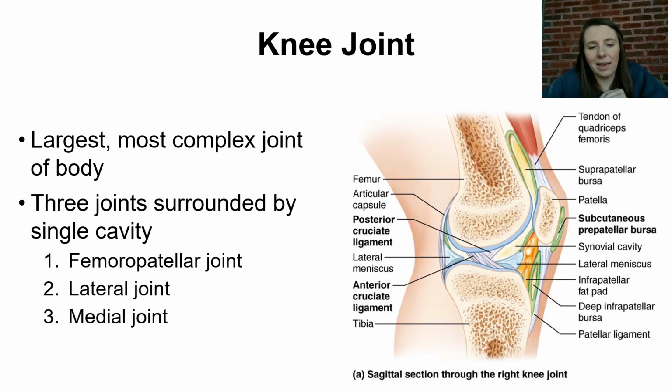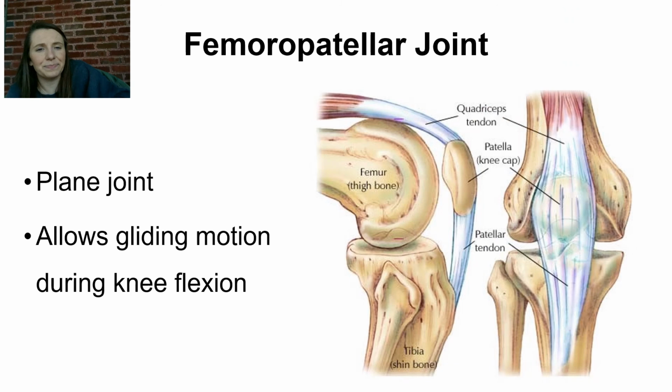All right, so I think this is probably the last one, the knee joint. This is the largest, most complex joint of the body because it's essentially three joints that are surrounded by one cavity. So we have the femoropatellar joint, which is the femur with the patella, so those bone surfaces are meeting. We also have a lateral joint and a medial joint. The lateral sides of both the tibia and the femur are meeting up, as well as a medial joint. So let's talk about these.